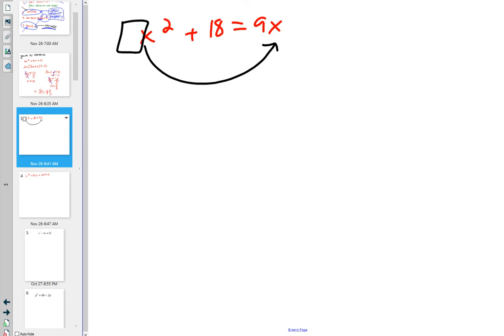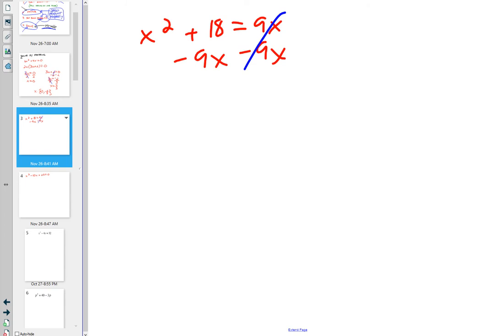I don't want that. So that has kind of decided for me that I want to leave everything on the left. Not because there's more terms there. I don't know how many terms. It's because I want the number in front of the square to be positive. Okay, you told me I started with three terms. I'm going to go minus 9x and minus 9x. This cancels out. How many terms do I still have? Three. I still have three.